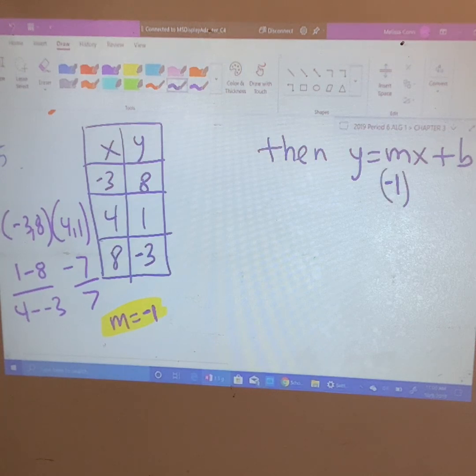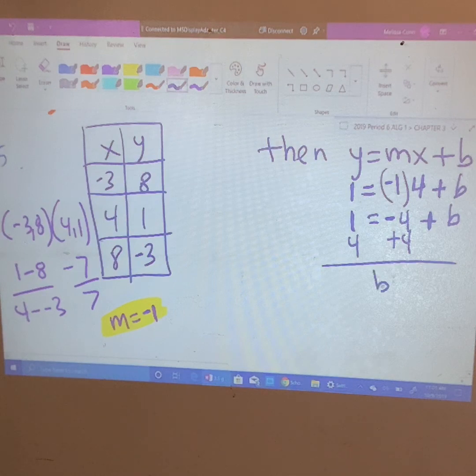I have some to choose from. I think I'll choose the one right in the middle. It doesn't matter which one I choose. I'm going to choose 4, 1 as my ordered pair, where x is 4 and y is 1. And I put my plus b. Let's do the math. 1 equals -4 plus something. So I can add 4 to both sides, and I get b equals 5. Now that I know my m and my b, I now know the equation of the line that created all these ordered pairs inside this table.